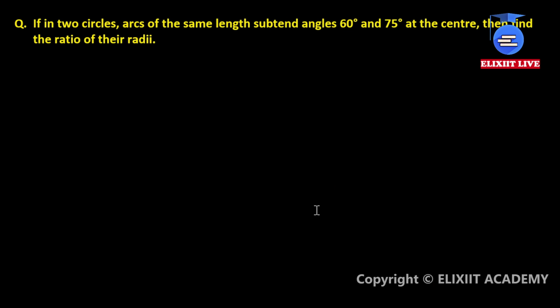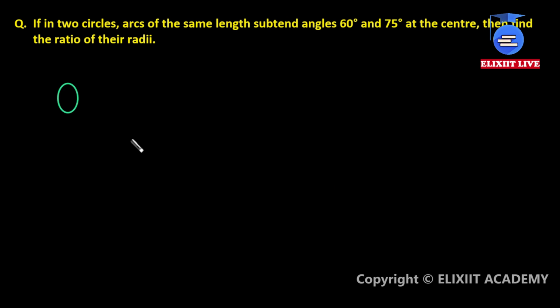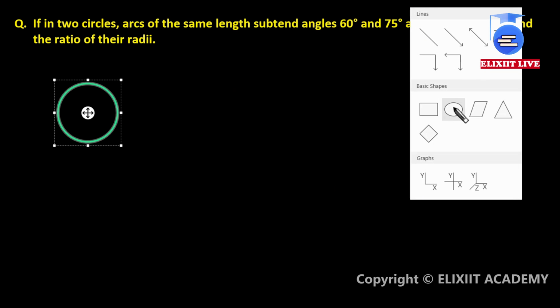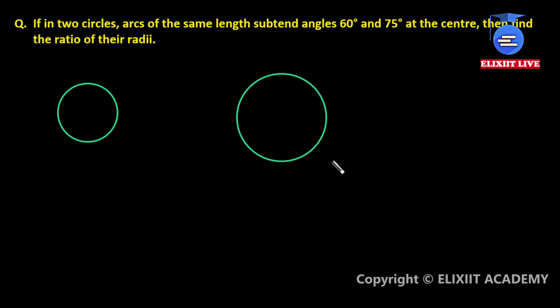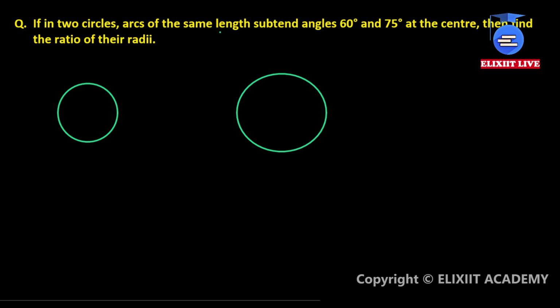Simple question. If you want to visualize this, these two things are given actually. A small circle, and consider one more circle. Correct. 5:4 is the right answer.